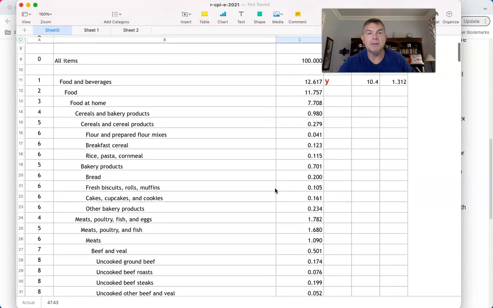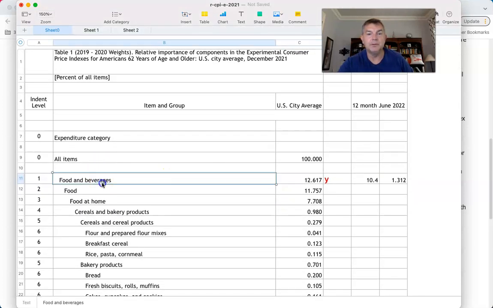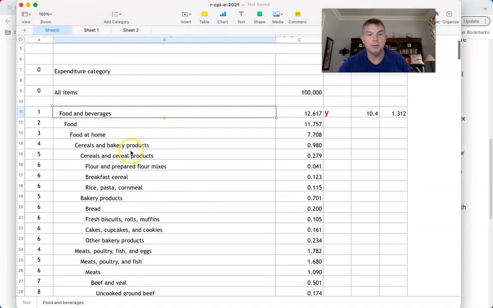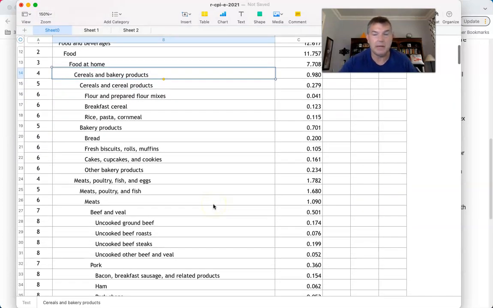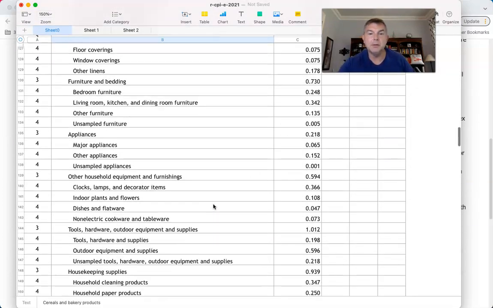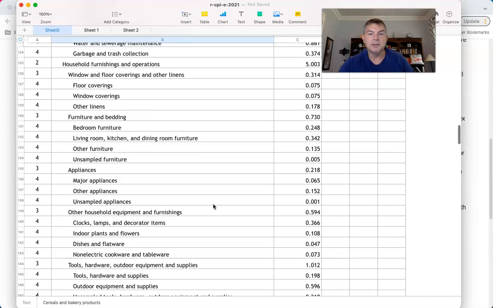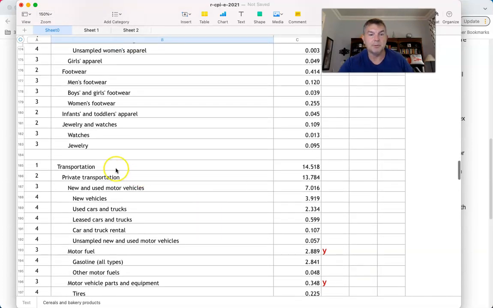I'm using the entirety of the food, just because. You can go through this, and you can say, look, I don't eat any cereals and bakery. I don't care. I'm not going to get that anal about this. Let's keep going here. And again, I just want to point out transportation. I'm not using this whole thing. Number 2, no, we are using some of number 2, but I'm not using this number 3 right here. New and used vehicles, not using that.